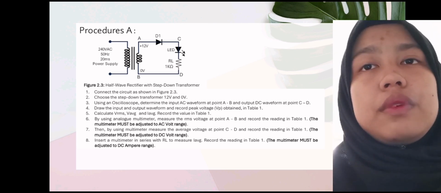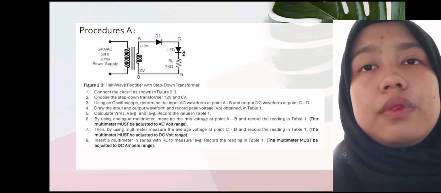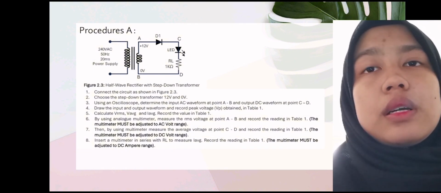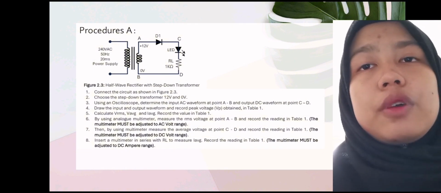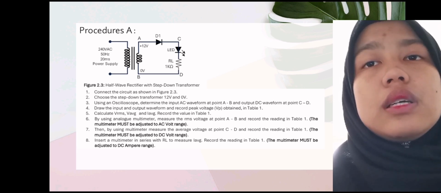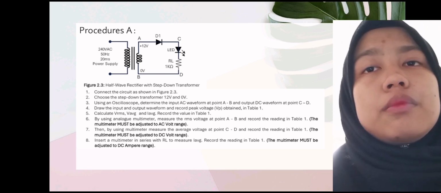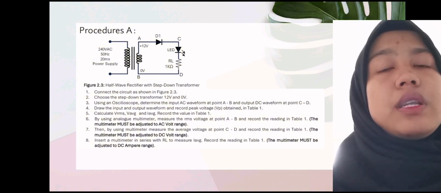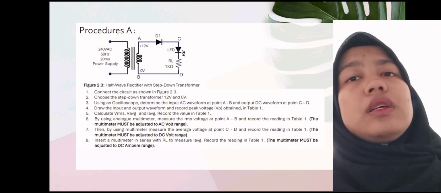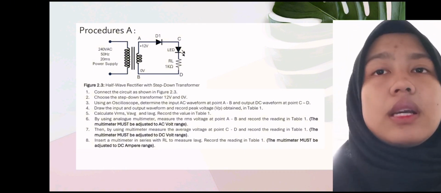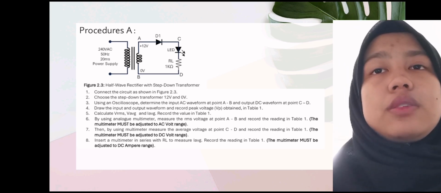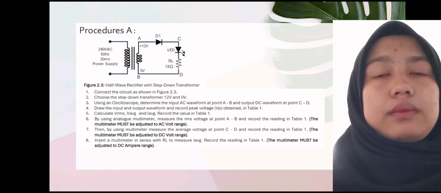After that, we need to do the same thing at points C and D to get the average voltage. After that, we need to insert a multimeter in series with RL to measure I average.